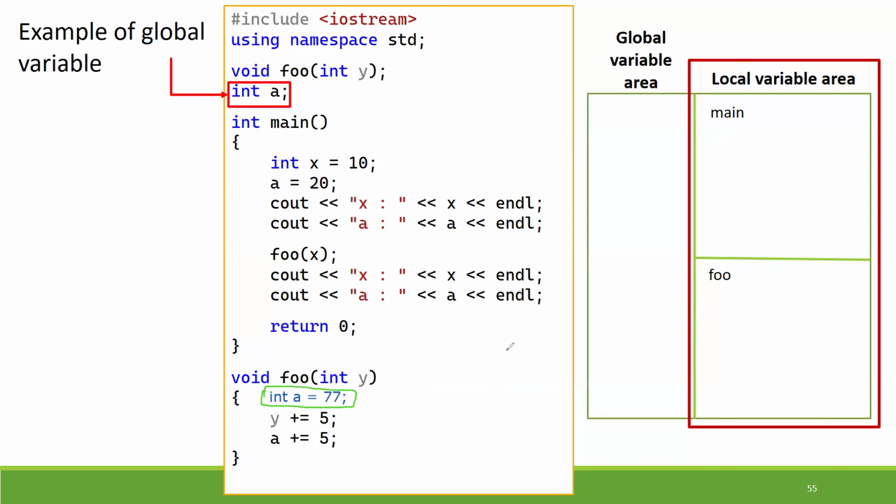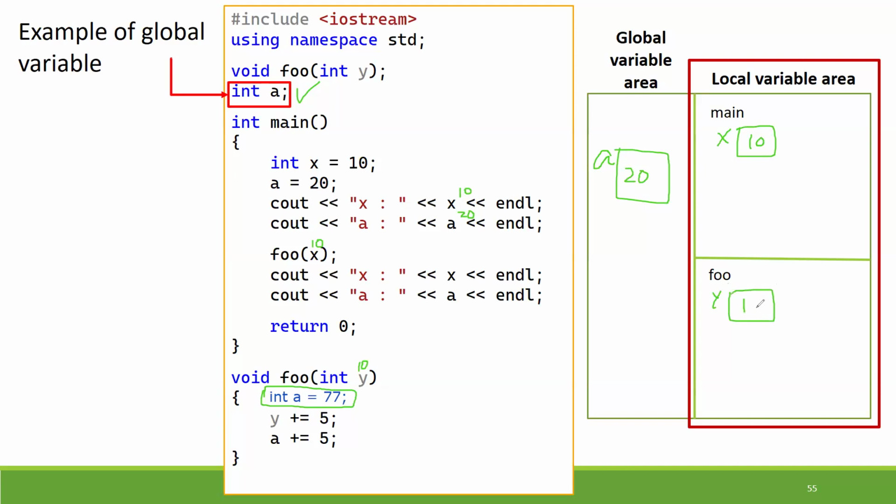Okay, then guys, at first, A is created before starting main, A is created here. And X is 10. A is 20. You know that this is A 20, right? This will be filled with 20. And 10, 20 will be printed out. And then 10 is passed to Y. So Y is 10. Y is created.